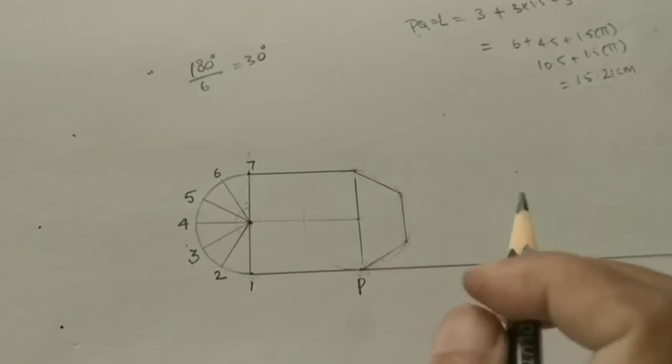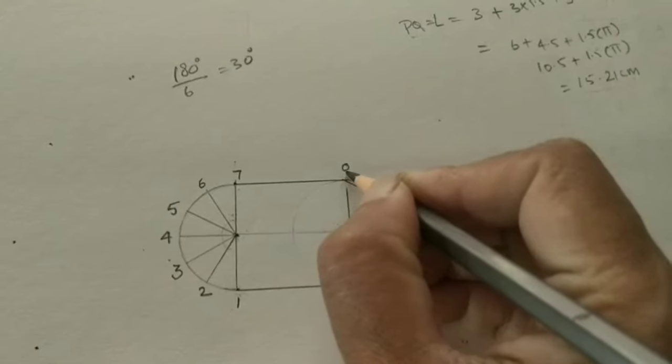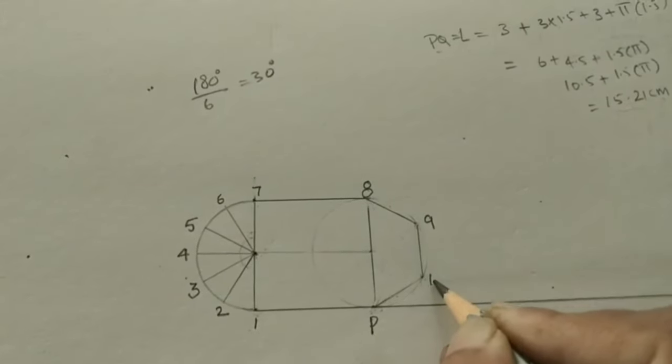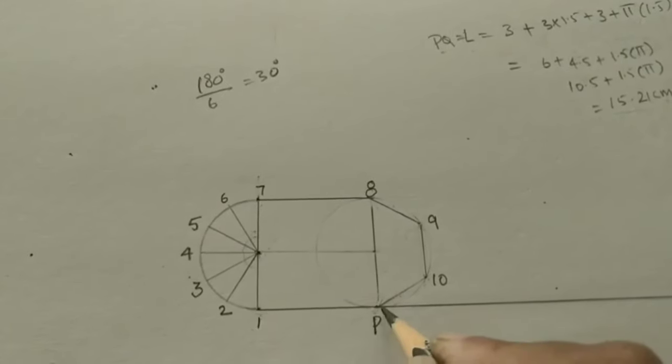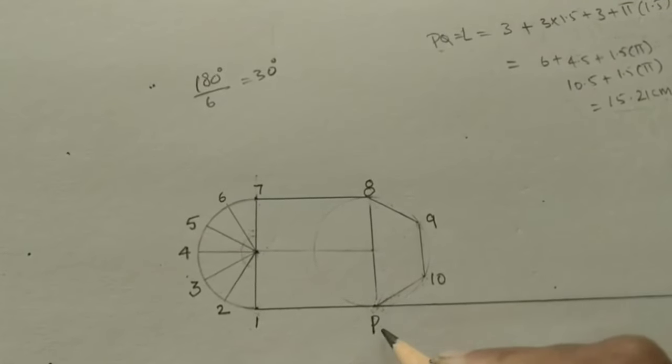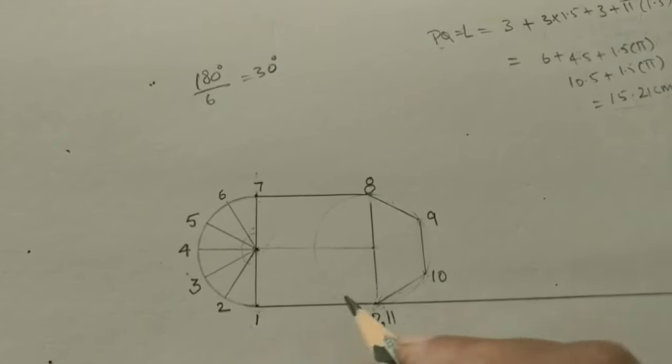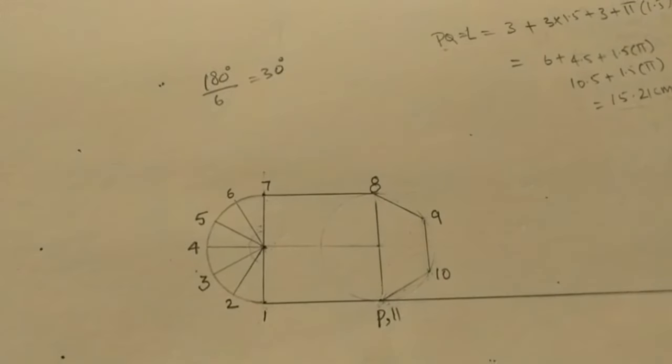At all corners I am giving numbers. This is 8, this is 9, this is 10. Okay, at P point I am giving 11 also. P comma 11, both are at the same point. Okay, from 1 to 11 I have given the numbers for all the disc corners.